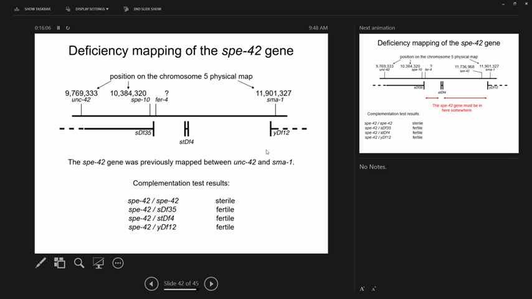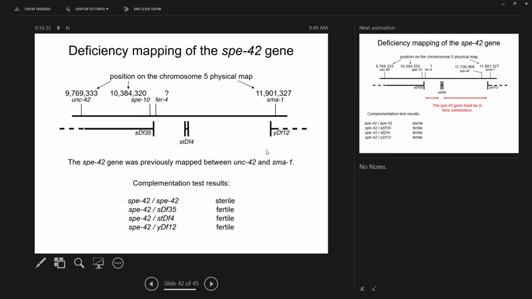So I did a deficiency mapping or deletion mapping cross. As with all of your mutants in the lab that we're working with, if you're homozygous, you're sterile. You make oocytes instead of eggs. No eggs on the plate, no babies on the plate. If I did a cross to put SPE42 over S-diff35, those worms were fertile.